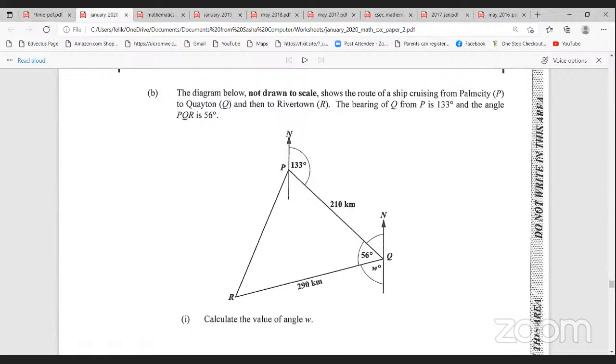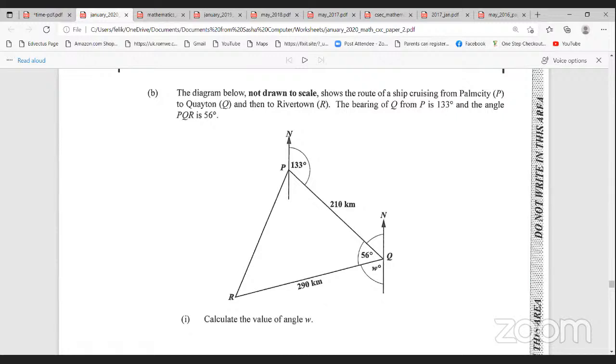All right, everyone finished? Read the question for me, Gabriel. The diagram below, not drawn to scale, shows the route of a ship cruising from Palm City, P, to Quaton, Q, then to Riverton, R. The bearing of Q from P is 133 degrees, and the angle PQR is 56 degrees.